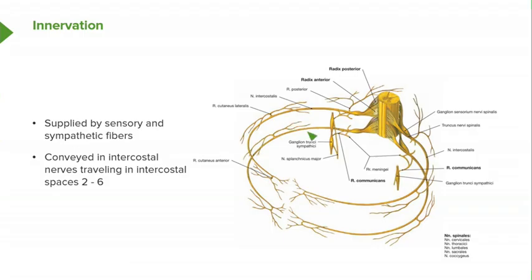In addition, you have a sympathetic structure, and this is a sympathetic trunk, and there are delicate connections from the sympathetic trunk into your spinal nerves and their branching pattern. And this is the way that sympathetic fibers will get conveyed into these intercostal nerves.